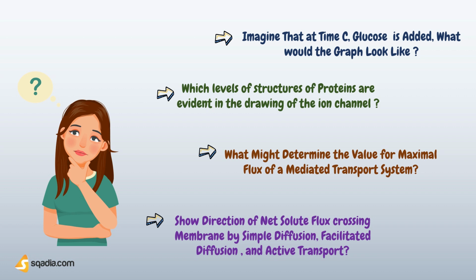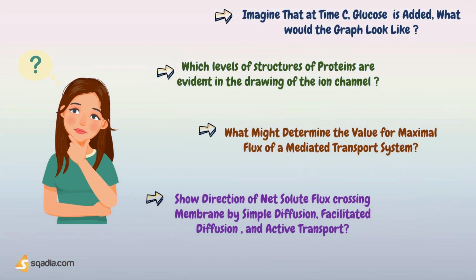So, let's get started. As we have studied, in the graph at the bottom, the yellow line represents the concentration in compartment 1, and the green line represents the concentration in compartment 2. Note that at time C, glucose concentration is 10 mmol per liter in both compartments. At that time, diffusion equilibrium has been reached.